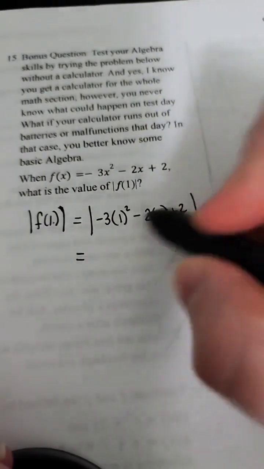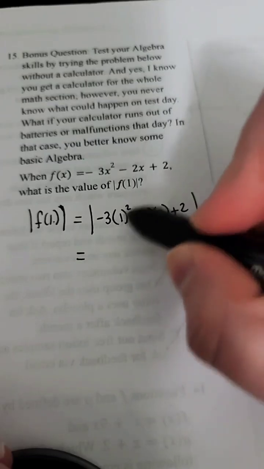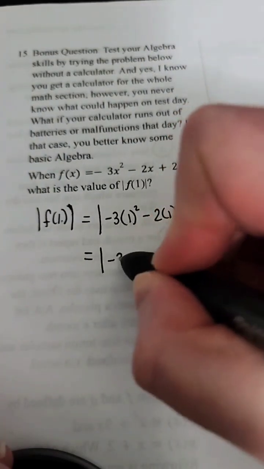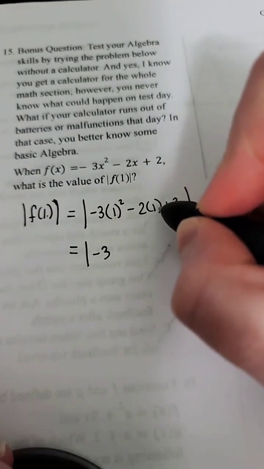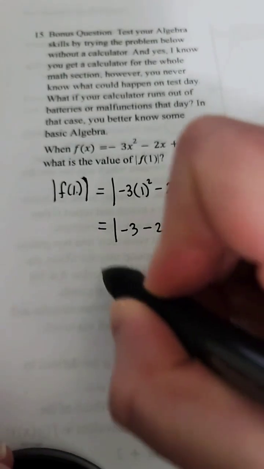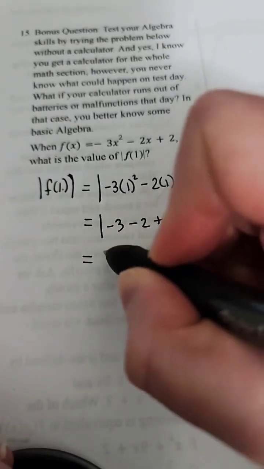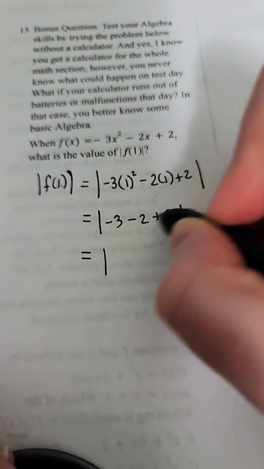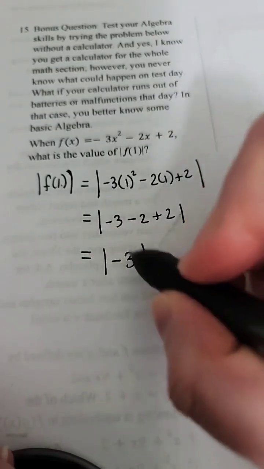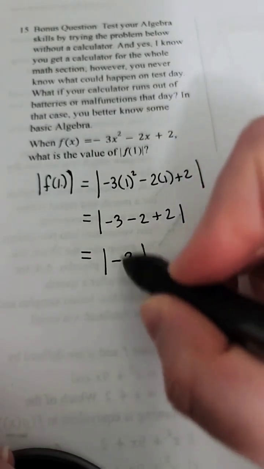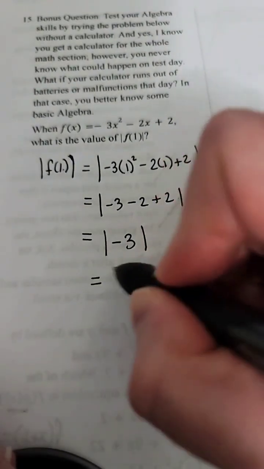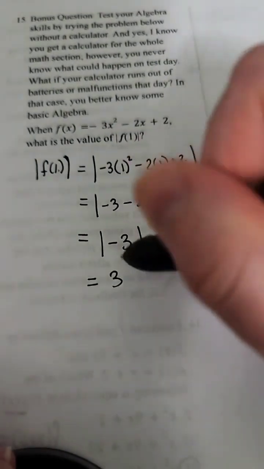So then I do 1 squared is just 1. Negative 3 times 1 is negative 3, so I have negative 3. Negative 2 times 1 is just negative 2, so minus 2, plus 2. Now I have to combine everything inside the absolute value bar, so negative 3 minus 2 plus 2 is just going to be absolute value of negative 3. Now absolute value just means that you make whatever is inside, the negative 3 in this case, positive if it's not already. So this is just going to be equal to 3. So that is your answer.